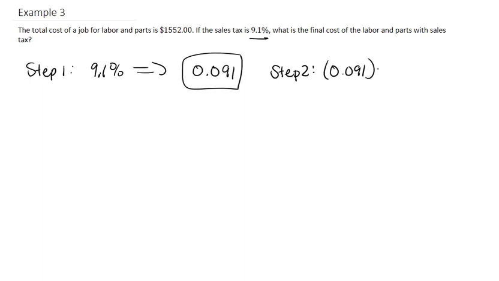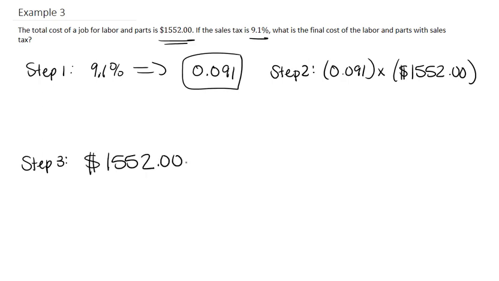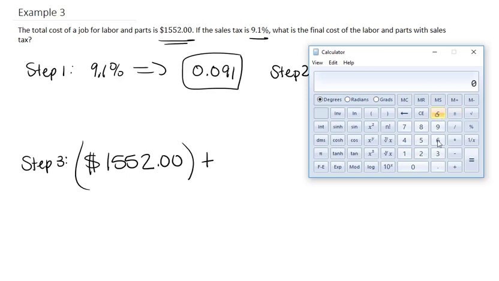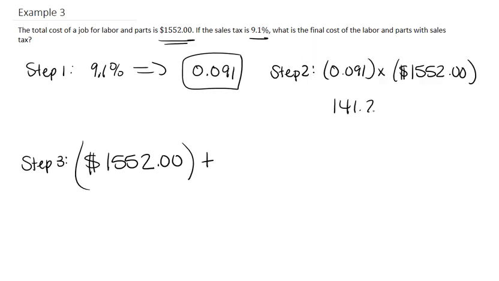Step 2 is to take this number, 0.091, and we're going to go ahead and multiply it by $1,552. And then our final step will be to add whatever our sales tax is from step 2 to the cost of the labor and parts. So let's go ahead and solve for step 2. 0.091 times 1,552, and we get 141.23. So this is our sales tax.